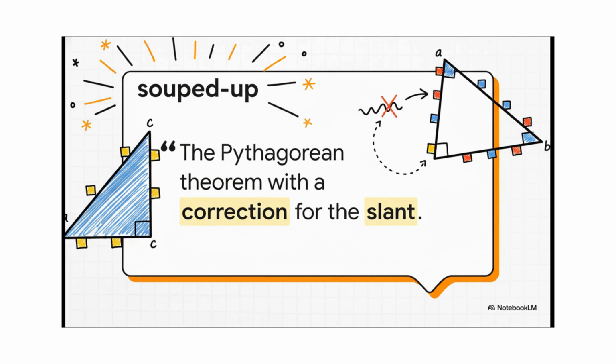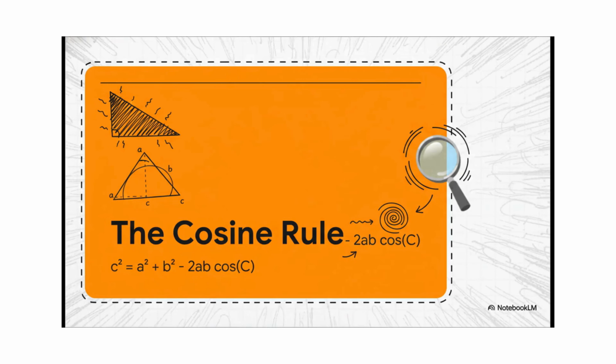Honestly, the best way to get your head around the cosine rule is to think of it as a souped-up version of a formula you definitely already know. I love this description of it. It's basically the Pythagorean theorem, a squared plus b squared equals c squared, but with an extra piece bolted on to correct for the slant. And here is the formula itself. Just look at it.